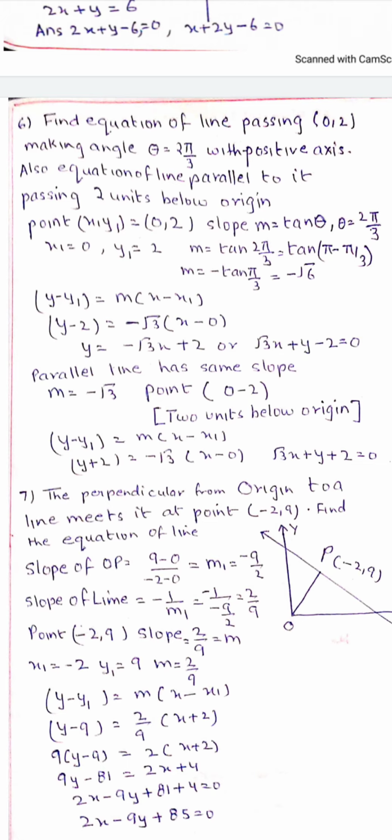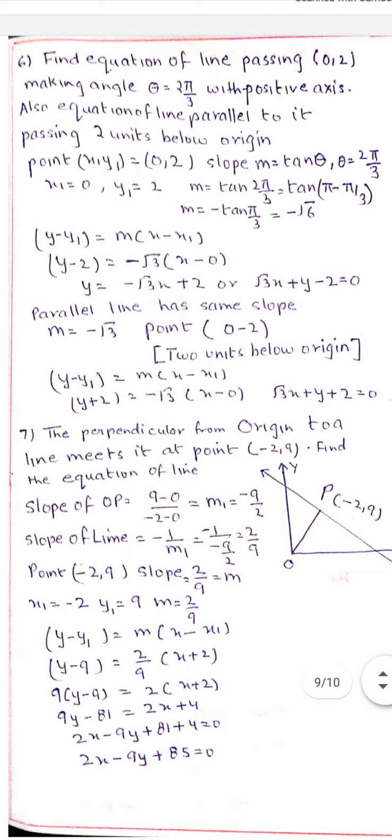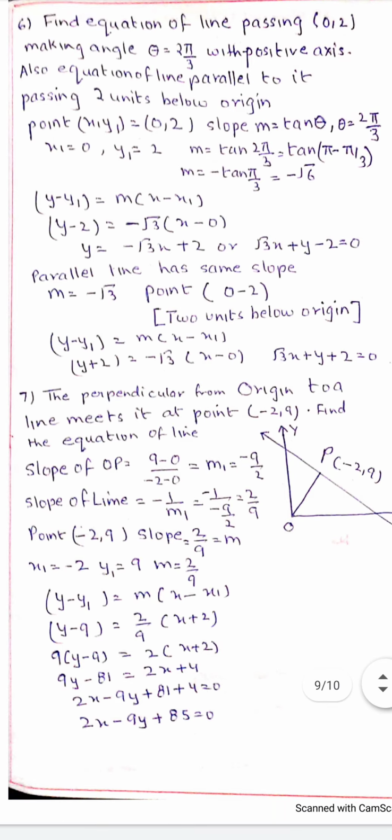y minus y1 is equal to m(x minus x1). y minus 2 is equal to minus root 3(x minus 0). We get the equation root 3 x plus y minus 2 equal to 0.